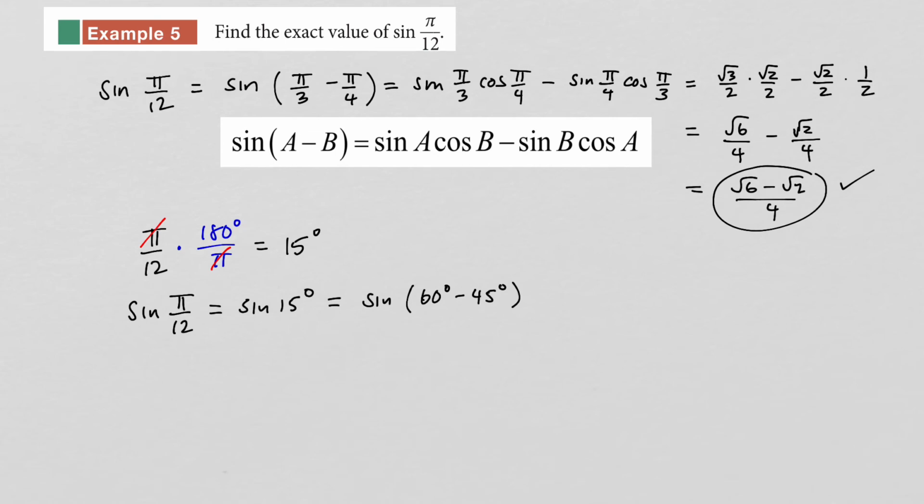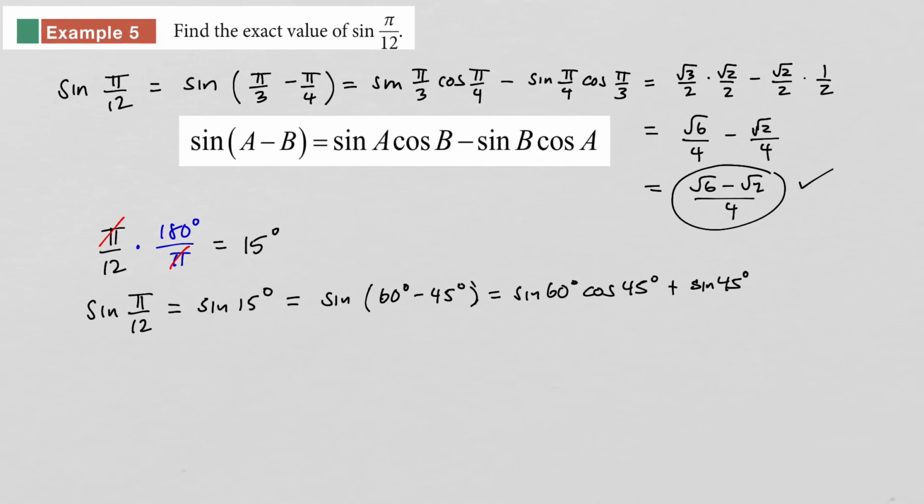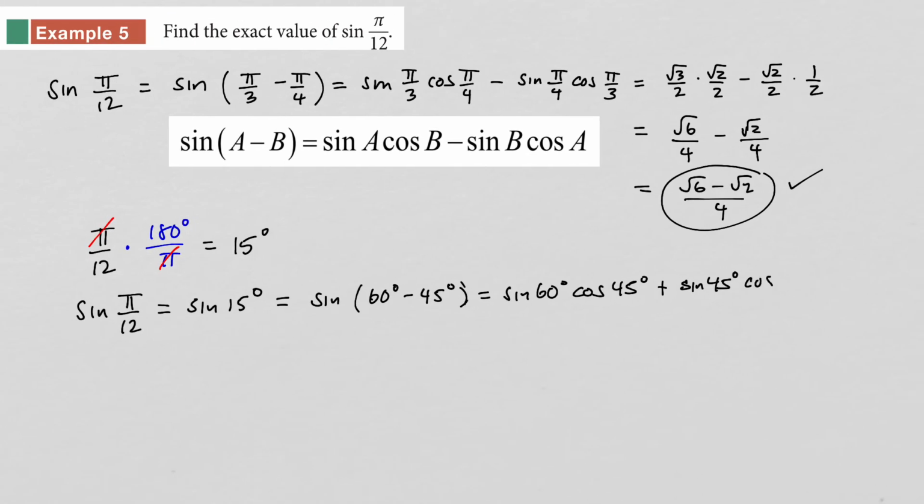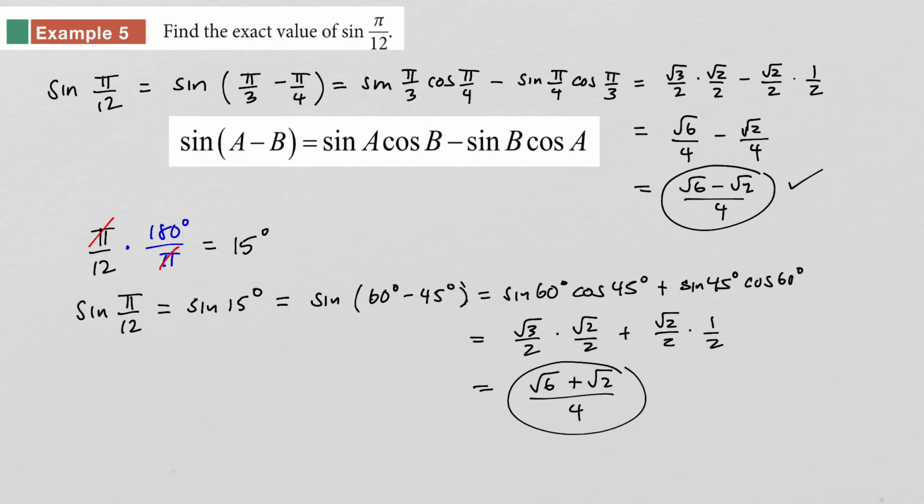If we continue with this, we will have the sine of the first angle times the cosine of the second angle plus the sine of the second angle times the cosine of the first angle. If we fill in those values, sine of 60 is radical 3 over 2, cosine of 45 is radical 2 over 2, etc. Of course, we are getting exactly the same thing that we got up here. When completely simplified, this is the square root of 6 plus the square root of 2 divided by 4. So same answer.